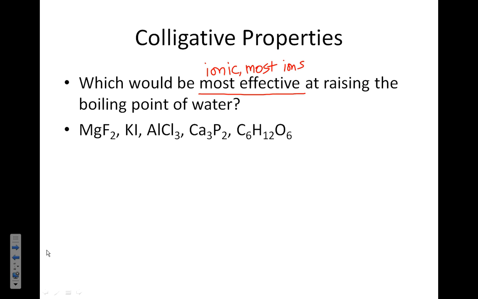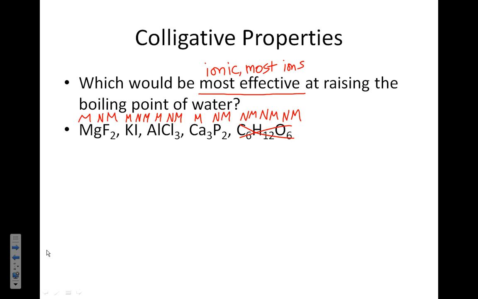So we're looking for a metal and a non-metal. Let's see, magnesium's a metal, fluoride's a non-metal, so that works. That would be ionic. Potassium iodide, we have a metal and a non-metal, so that one works. Aluminum chloride, aluminum is a metal, chlorine is a non-metal, that one would be good. Calcium phosphide, calcium is a metal, phosphorus is a non-metal, that one would work. C6H12O6, well now we have a case of non-metals. We should automatically eliminate that one because we have ionic choices. We want to get rid of the covalent option. It's not going to be as effective as these salts.